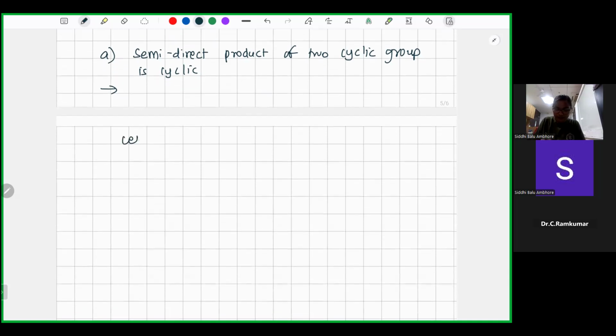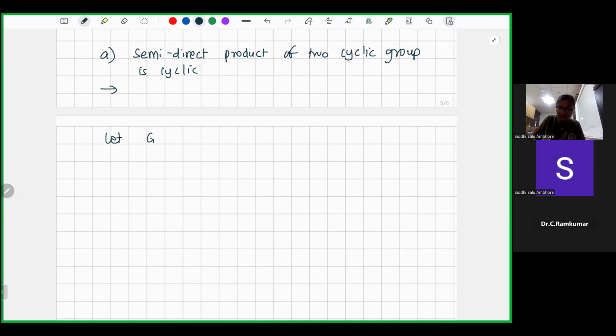So we have to come up with some example. We have to come up with an example of a group G such that we have two subgroups which are cyclic, but their semi-direct product is not cyclic. So in order to have a semi-direct product, we need one of the groups to be non-normal in G.